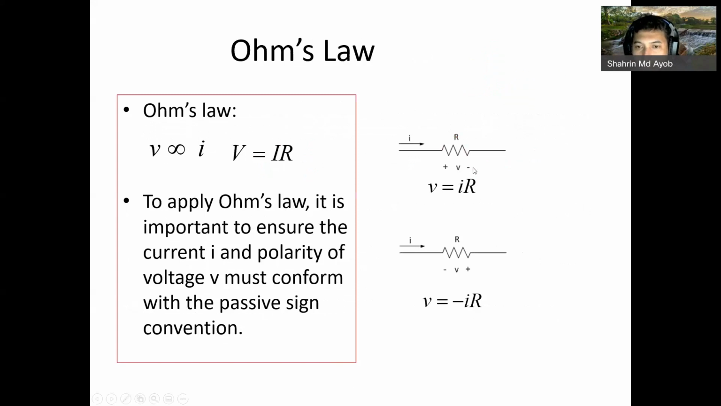Okay, so to determine whether the voltage is positive or negative, it depends on the passive sign convention. The passive sign convention states that for the voltage to be positive, the current must enter the element from the positive terminal. So if the current is entering the positive terminal, the voltage drop across the resistor is a positive value. And if the current is going into the negative terminal, the voltage drop across this resistor will have a negative sign.